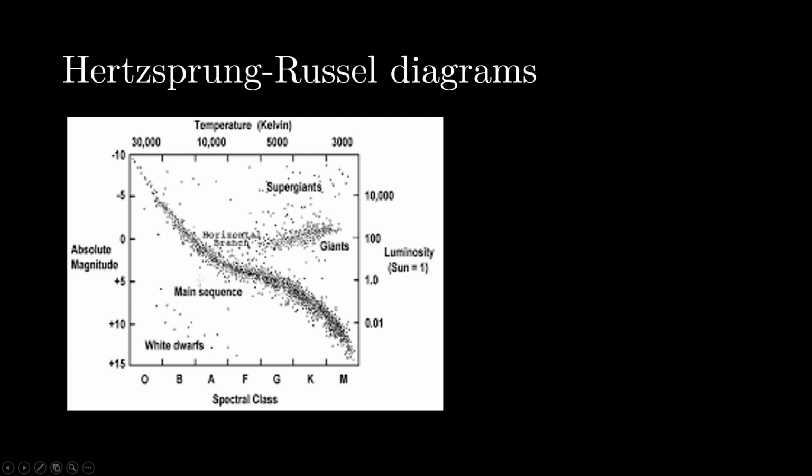You do need to know about this diagram, so you need to know white dwarfs are around this area, main sequence stars around this area, and giants and supergiants are at the top right. They can ask exam questions about this.